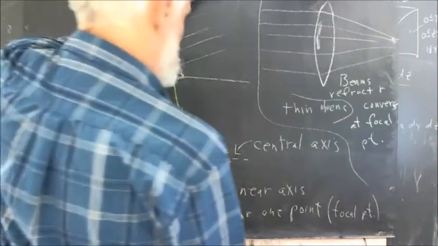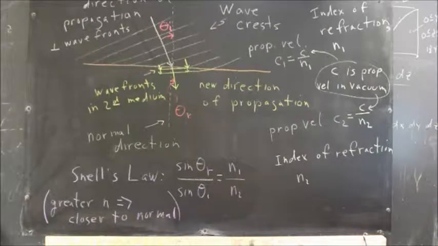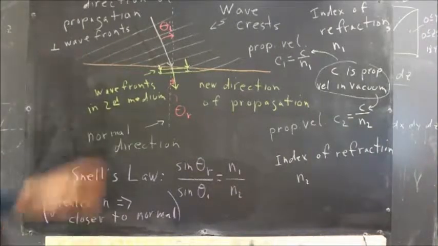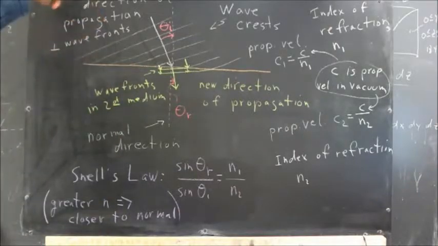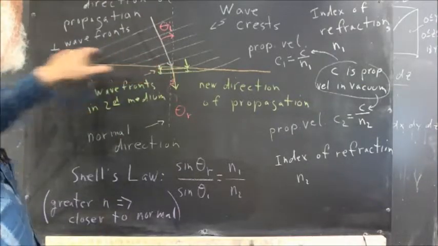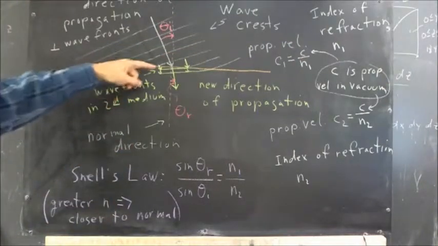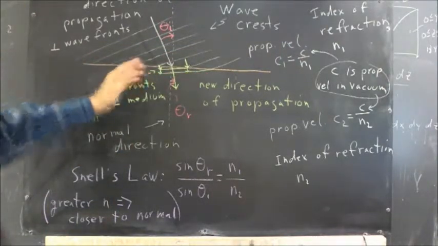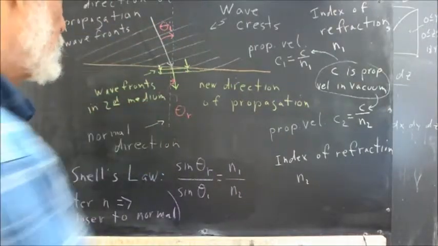Now we look at this from a little bigger perspective. Again, here's the direction of propagation, which is perpendicular to the wave fronts in this medium, and we have wave fronts in the second medium that are at a different angle and a direction of propagation perpendicular to those wave fronts.